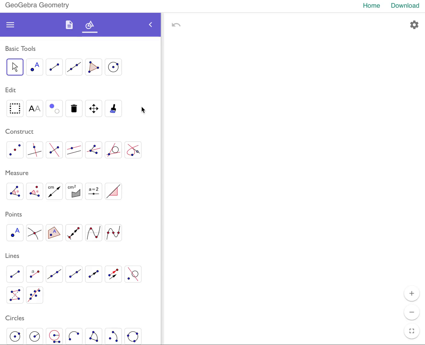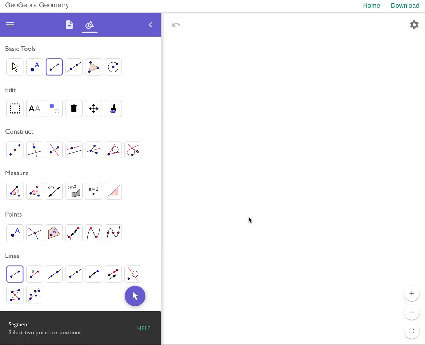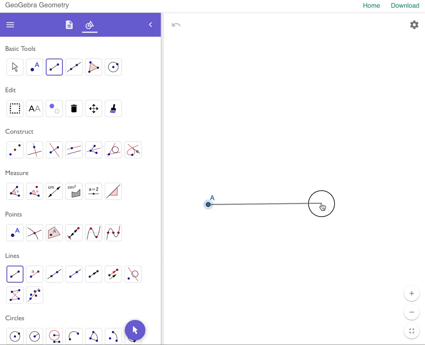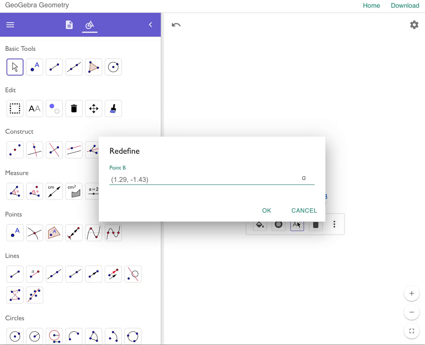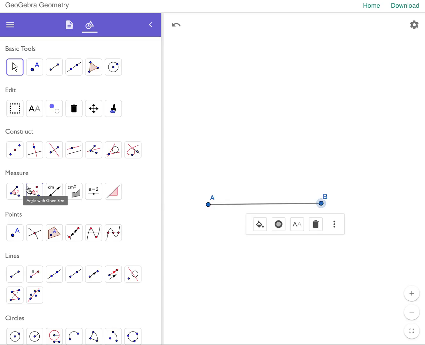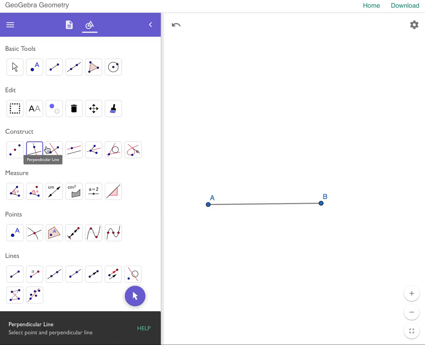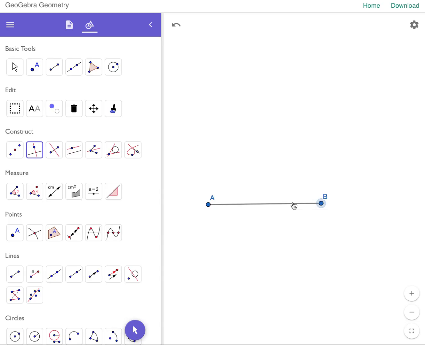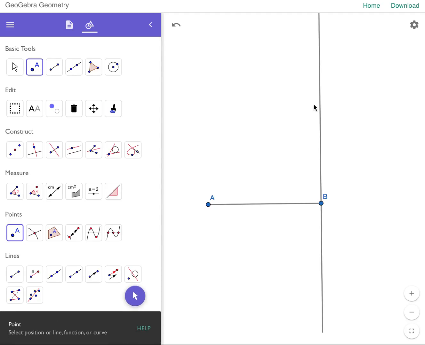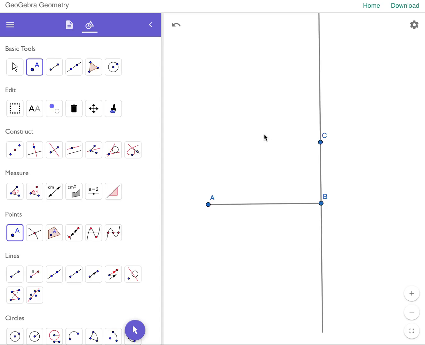Now we're going to construct a rectangle. We're going to start by creating a segment AB. And now we're going to construct a line that is perpendicular through point B. There we go. And now we're going to create a point that's on that line. We'll call it point C.